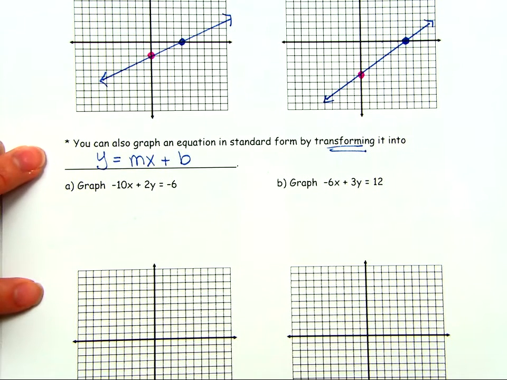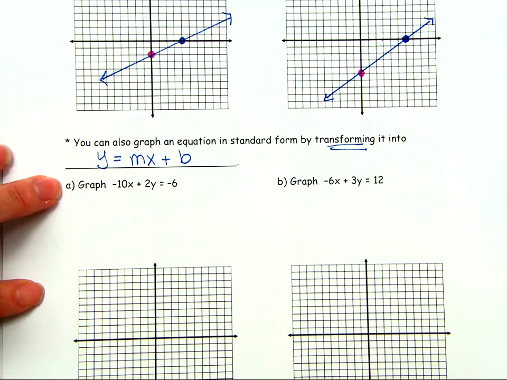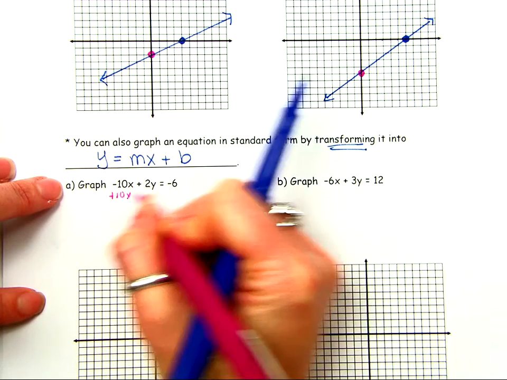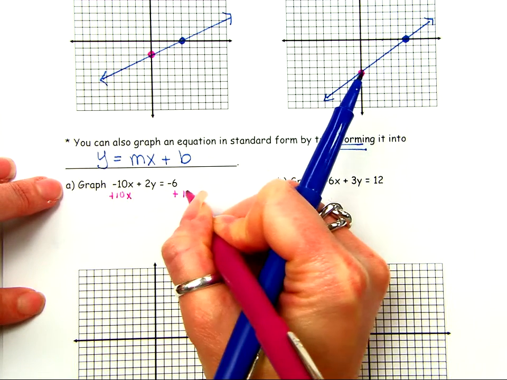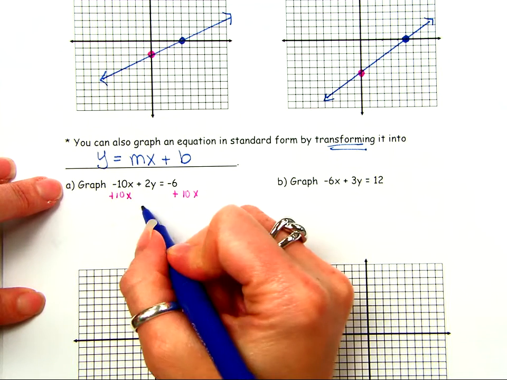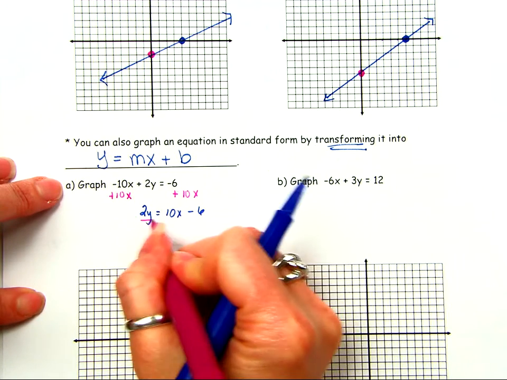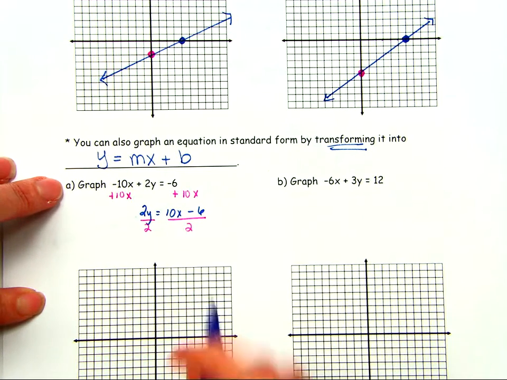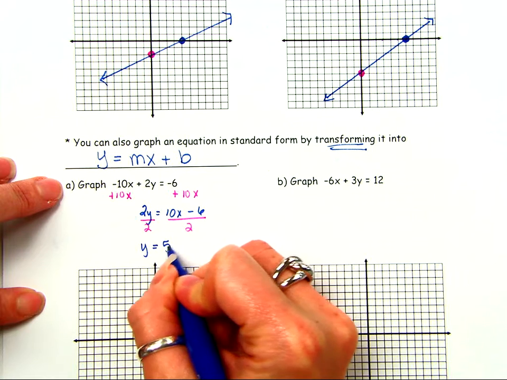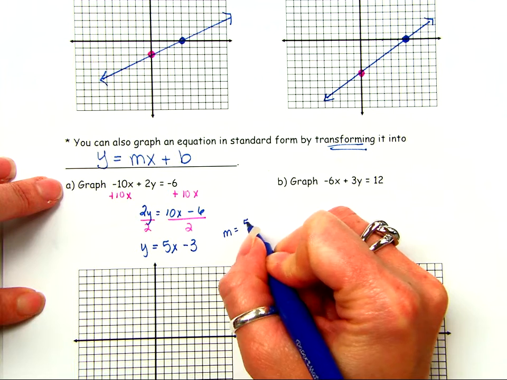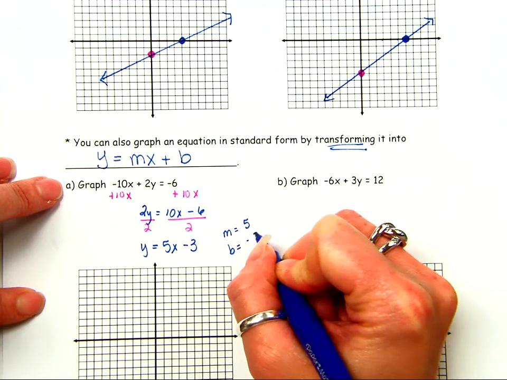So if I were going to do that, equation A, negative 10x plus 2y equals negative 6, in standard form, I can't identify my slope, but I'm going to work on solving for my y value. 2y equals 10x minus 6. Divide by 2. And we find out that y equals 5x minus 3. Well, now I'm able to identify a slope of 5 and a y-intercept of negative 3.